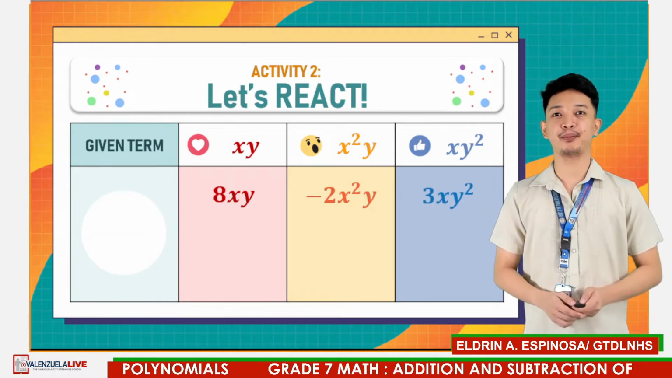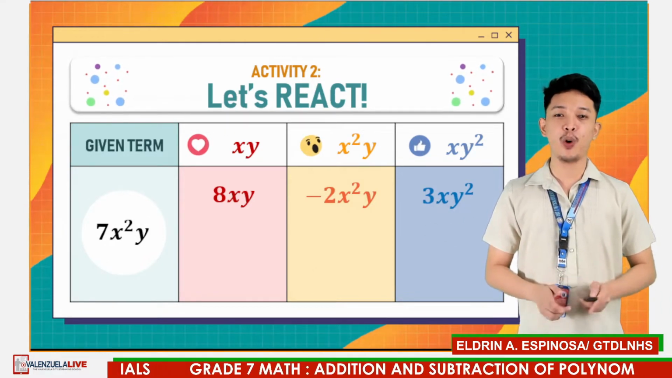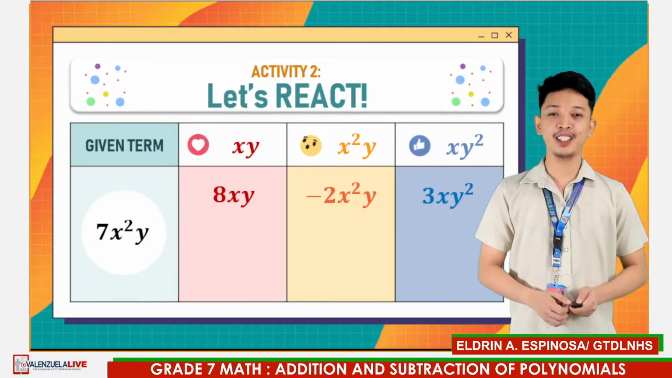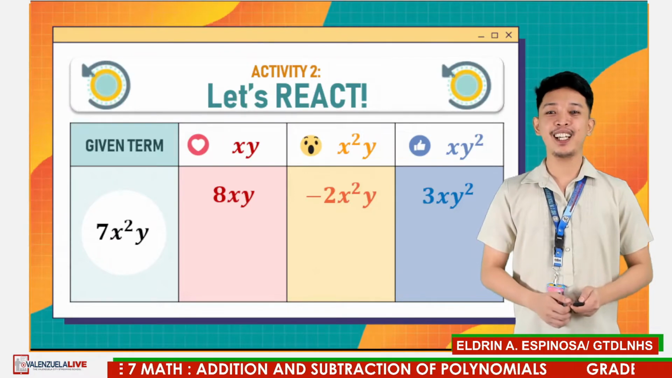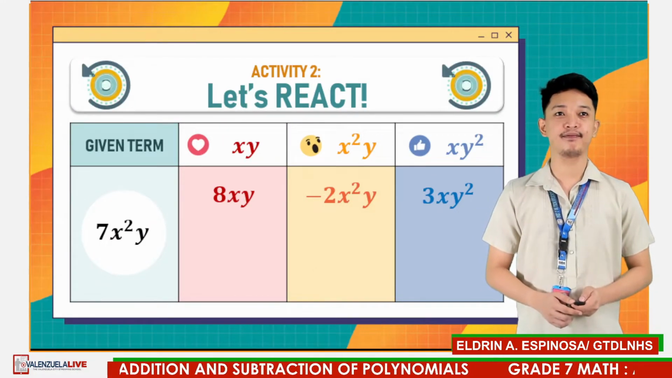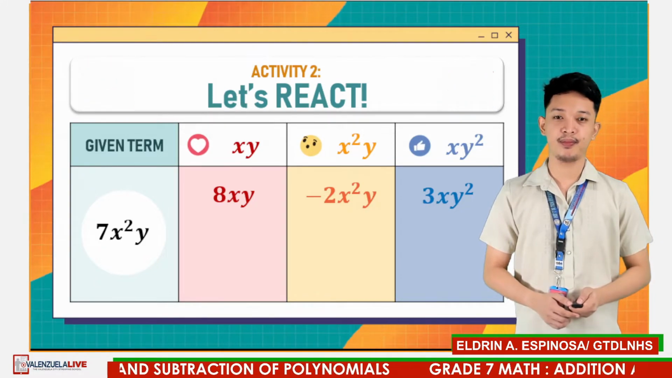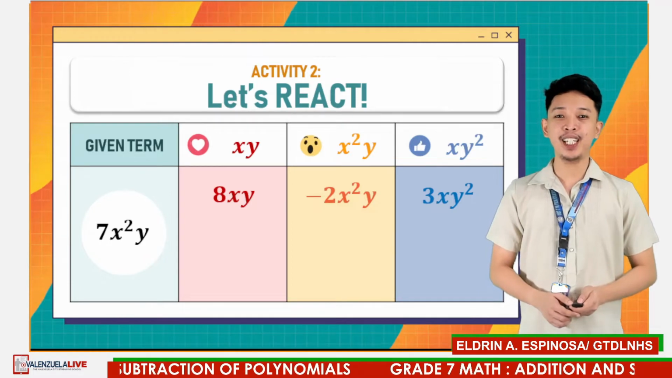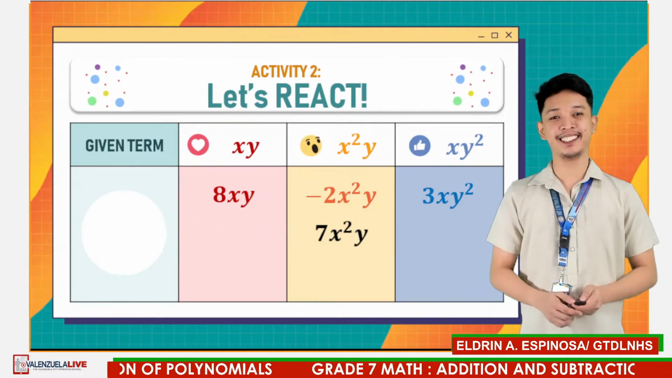Next term, positive 7x squared y. Is it heart, wow, or like? Let's react. Go! Very good. The correct answer is wow.